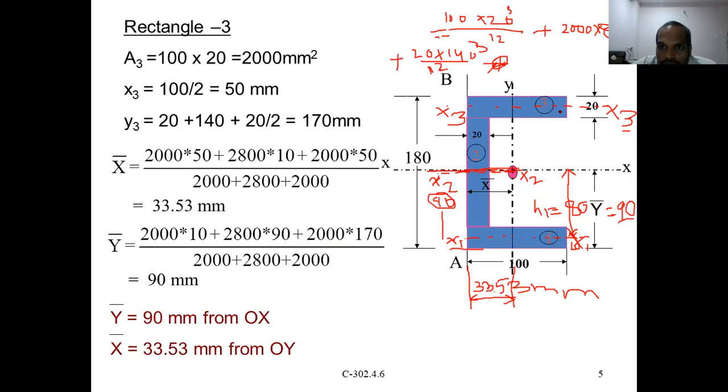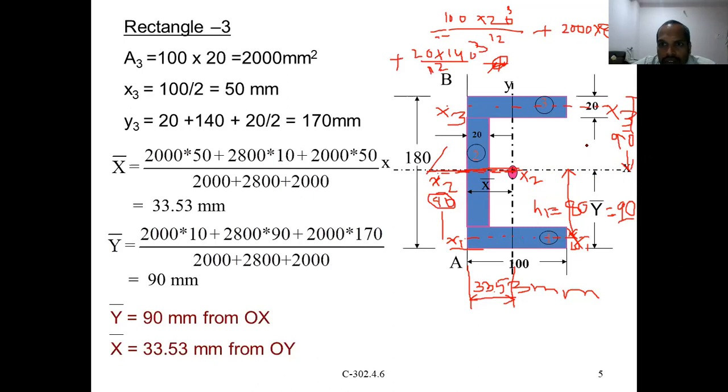So from here to here, how much distance is it? Already it is 90, because it is a symmetric section. Whatever the section symmetric about XX, this distance also will be 90 only, right? This is also 90 plus 90, 180. So that's why we got it.